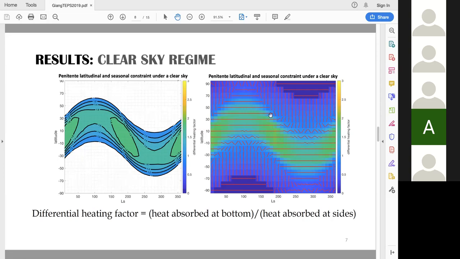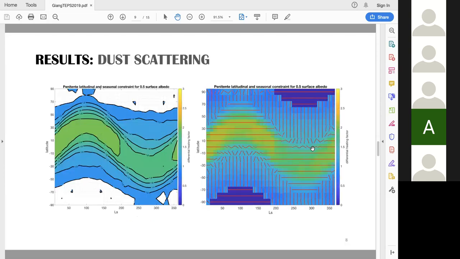On the right plot, the color map also shows the differential heating factor, but the red lines here show you the preferred orientation. Under the region where penitentes can form, you can see that they will orient east-west. So this is pretty much the same as Earth, and it's not surprising considering that Mars and Earth have very similar obliquity. And then we introduce dust scattering, and this is where things get interesting.